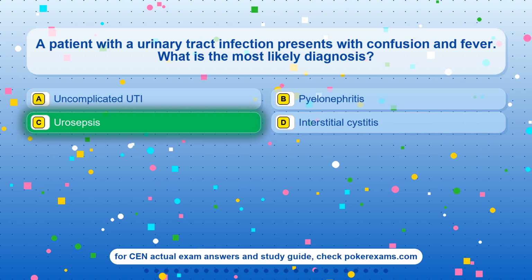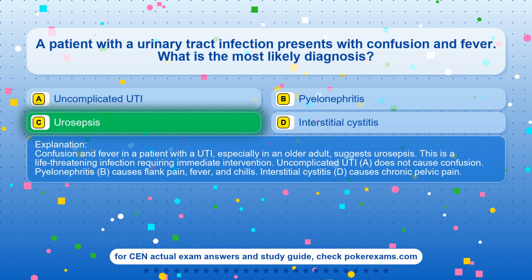The correct answer is option C, urosepsis. Confusion and fever in a patient with a UTI, especially in an older adult, suggests urosepsis. This is a life-threatening infection requiring immediate intervention. Uncomplicated UTI, A, does not cause confusion. Pyelonephritis, B, causes flank pain, fever, and chills. Interstitial cystitis, D, causes chronic pelvic pain.